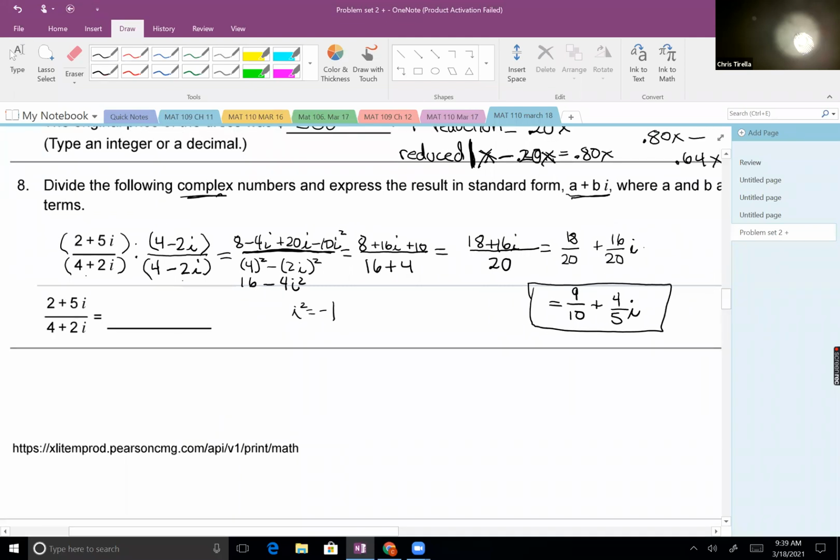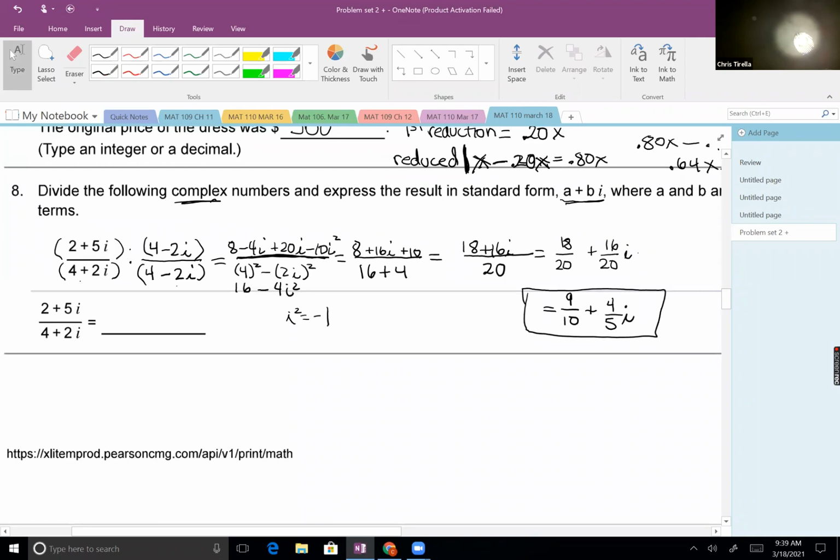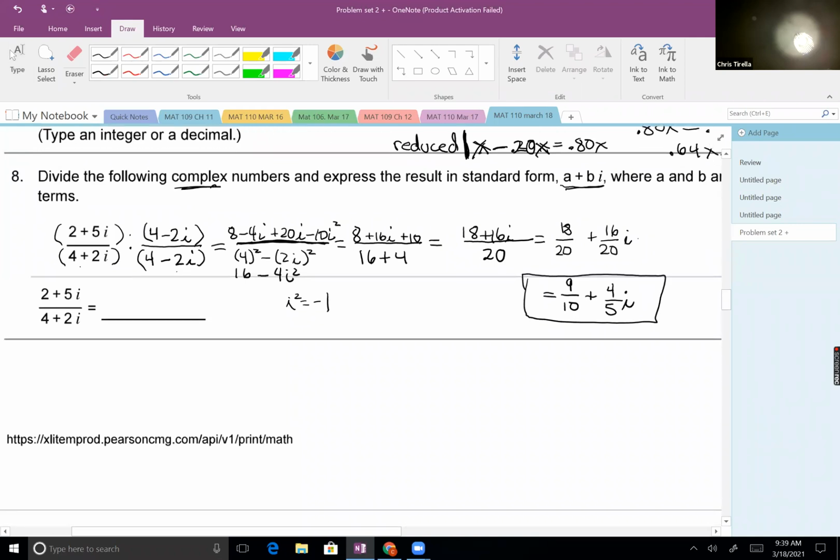Shall we go on to the next problem? Everybody ready?